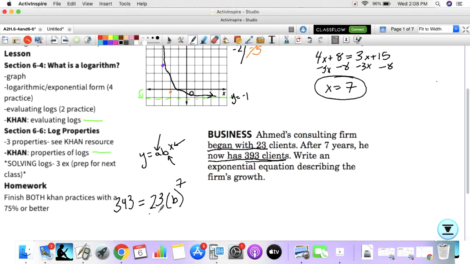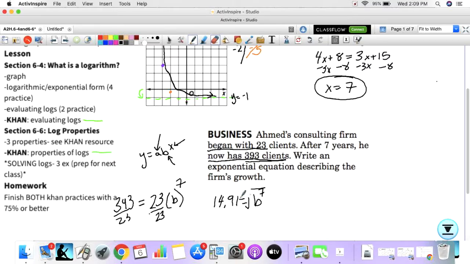So I'm just going to go through and solve this. I'm going to get my B alone and positive. I'm going to divide by 23, 393 divided by 23 equals 14.91. So 14.91 equals b to the 7th.